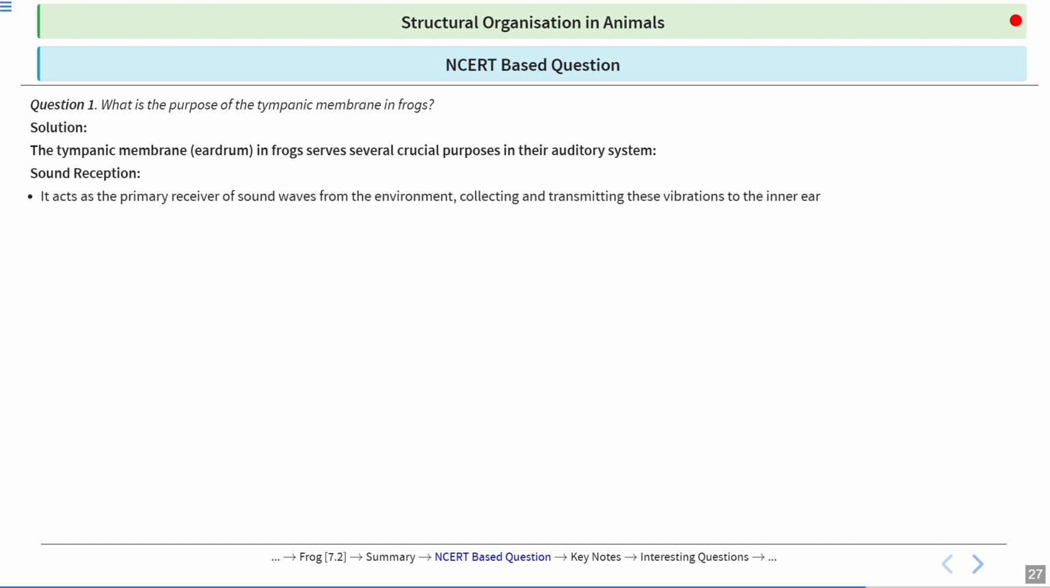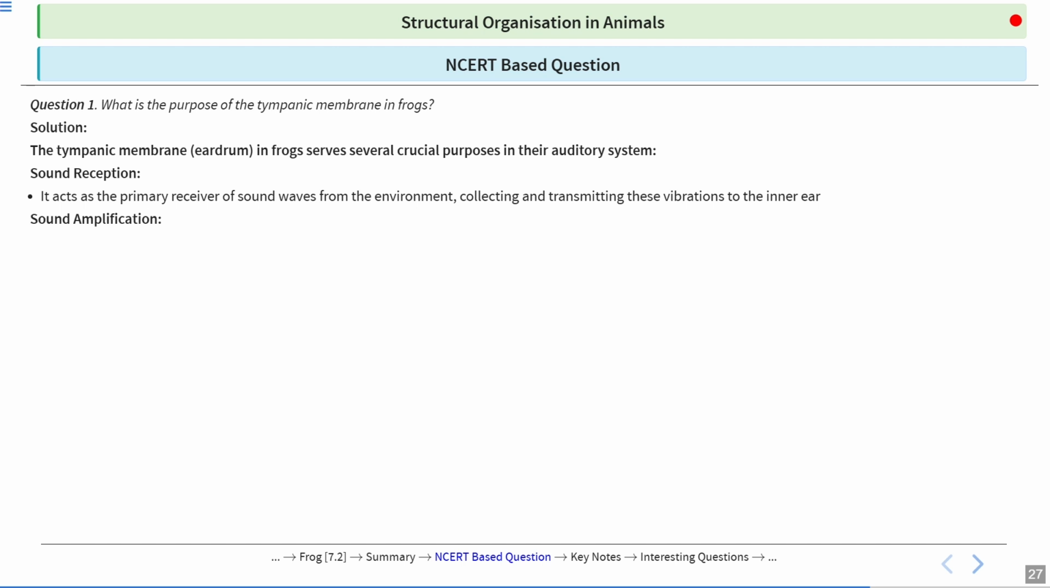It acts as a primary receiver of the sound waves from the environment, collecting and transmitting these vibrations to the internal ear. They have the internal ear, right? So at that point, the voice is increased several times, right? And that is sent to the brain for the reception.